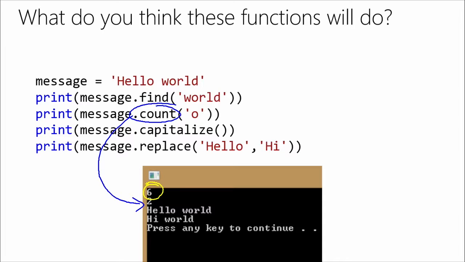All right. Well, what's the significance of 6? Well, you're going to notice right up here, 1, 2, 3, 4, 5, and 6. So there were 6 characters before world. So it's telling us the number of characters that came before whatever it is that we tried to find.